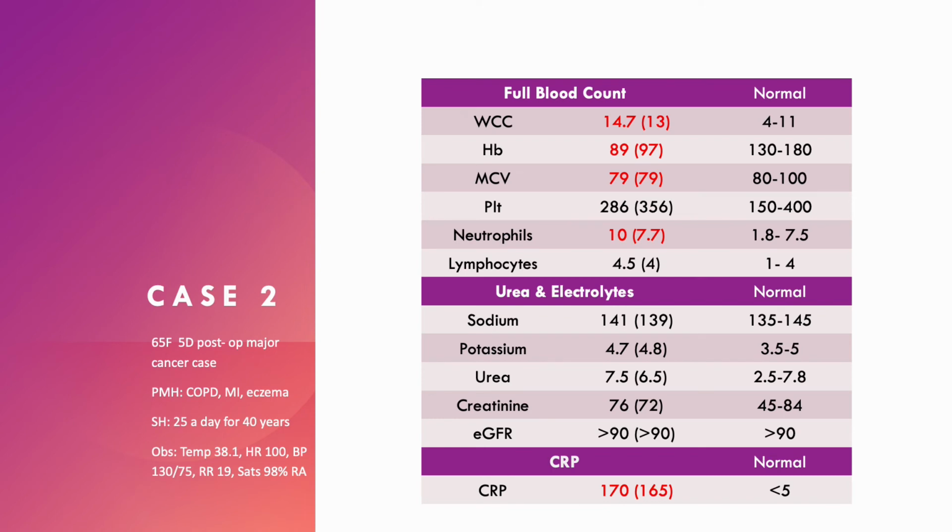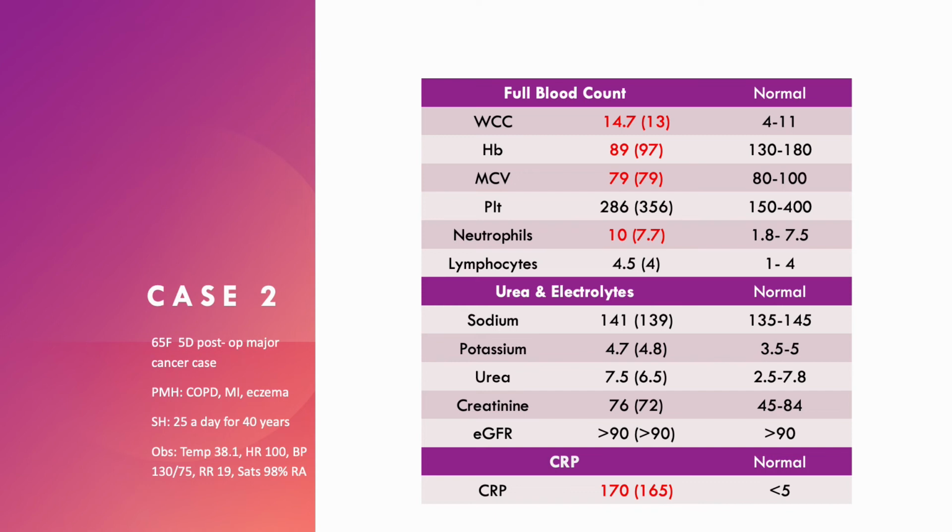So you look at the patient's bloods. You can see the white cells are raised from 13 earlier. The hemoglobin has dropped to 89 from 97. The neutrophils have risen from 7.7 to 10, and the CRP hasn't risen that much. So the rise in white cells and neutrophils could suggest a bacterial infection. As I said, the hemoglobin's dropped, but the CRP hasn't.